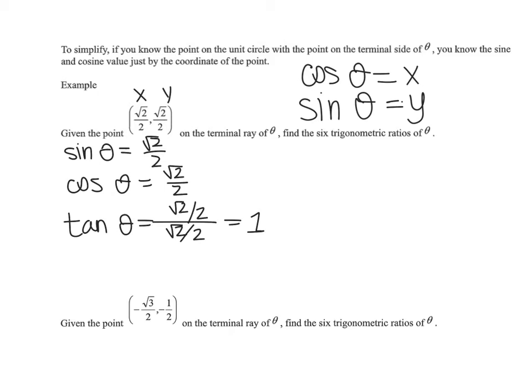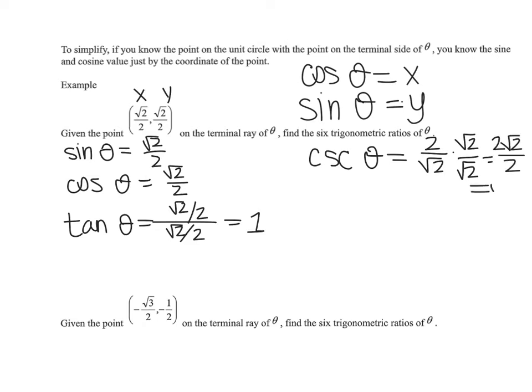Now we can do our reciprocal functions. The reciprocal of sine is cosecant. So cosecant of theta, the reciprocal of square root 2 over 2, is 2 over square root 2. If you rationalize the denominator by multiplying by square root 2 over square root 2, you end up with 2 square root 2 over 2, which is just square root 2.